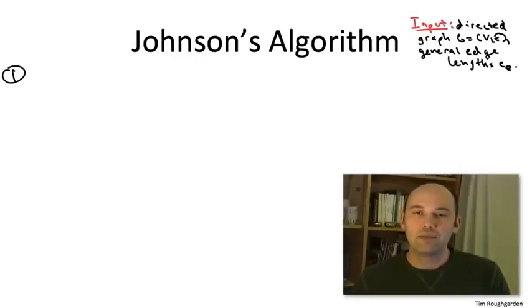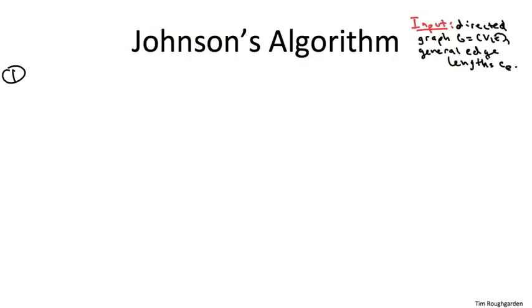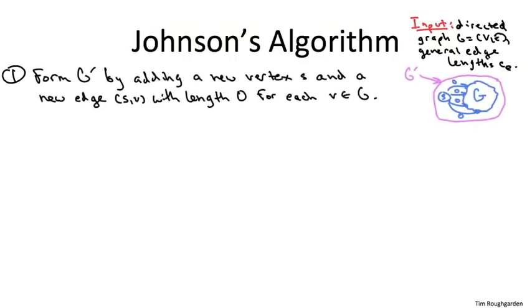Step one is the same hack that we used in the example. We want to make sure that there's a vertex from which we can reach everybody else. So let's just add a new one that by construction has that property. So we add one new vertex, a little s. We add n new edges, one from s to each of the original vertices, and each of those new n edges has length 0. We're going to call this new bigger graph G prime.